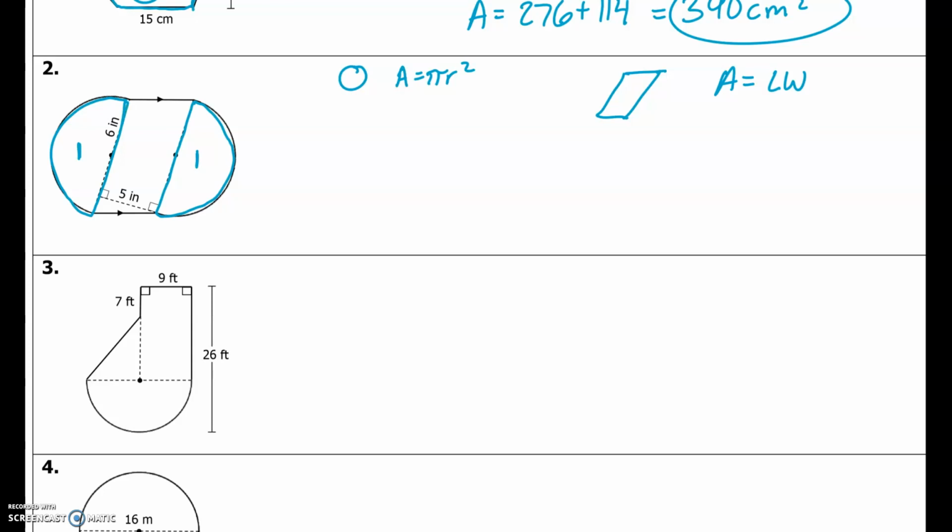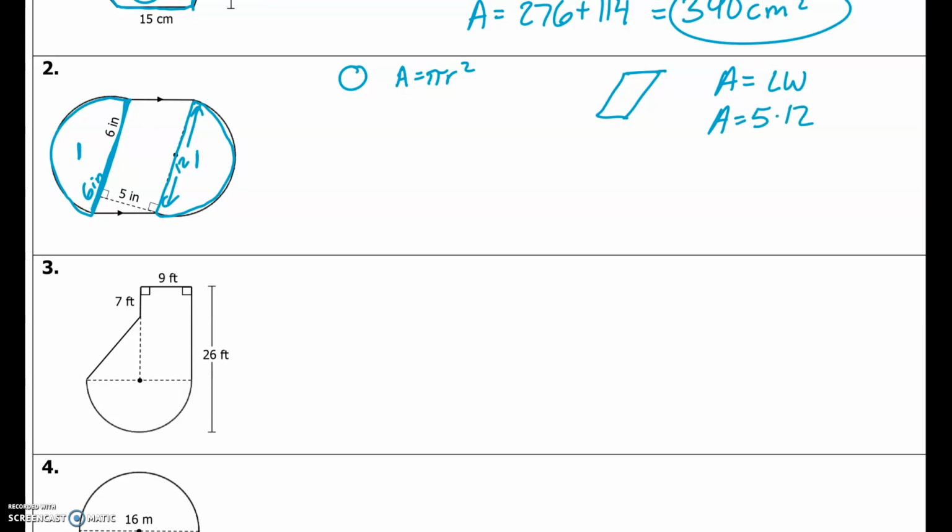Okay, so in this case, we do have a base. Well, we have a radius of the circle. From the middle of the circle out is 6 inches, so this has to be 6 inches here. So for the entire distance, it's going to be 12. So that's going to be the base perpendicular to the height. So we're going to end up with area equals 5 times 12.